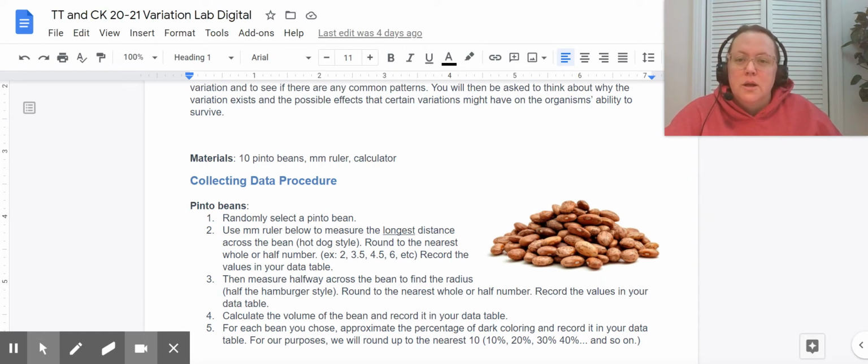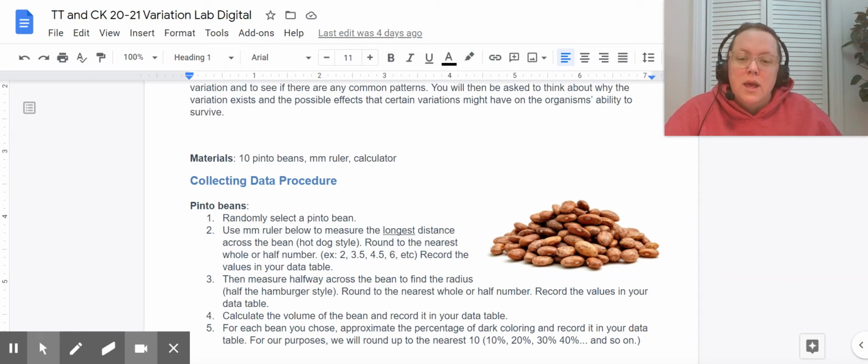Collecting data procedure. Pinto beans. Number 1, randomly select a pinto bean. Number 2, use the millimeter ruler below to measure the longest distance across the bean, hot dog style. Round to the nearest whole or half number, for example, 2, 3.5, 4.5, 6, etc. Record the values in your data table below. Then measure halfway across the bean to find the radius, half the hamburger style. Round to the nearest whole or half number. Record the values in your data table.